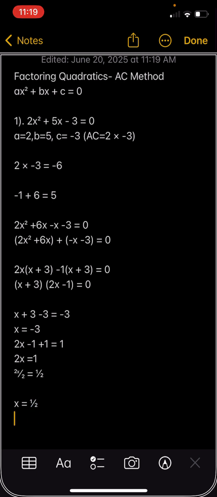So we have two values for x here, -3 and 1/2. So we could write our solutions nicely as x equals -3, x equals 1/2.